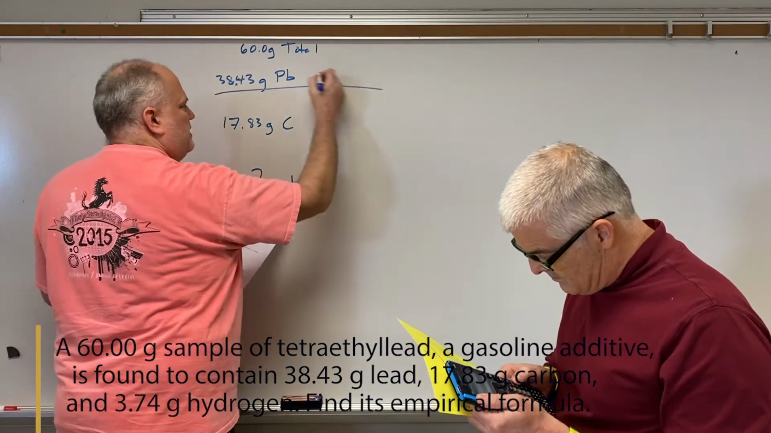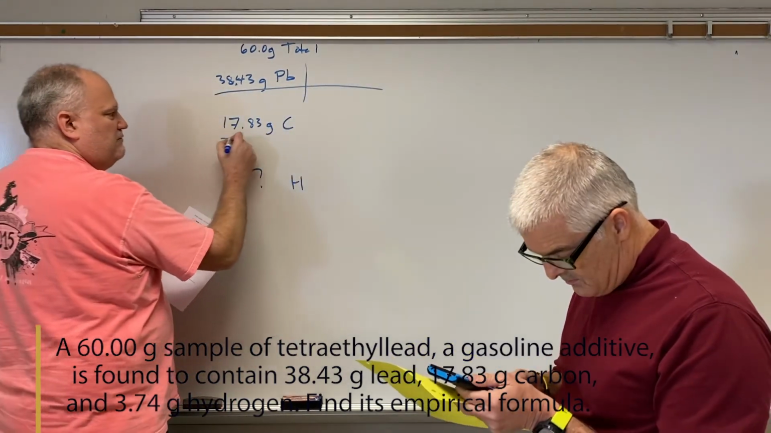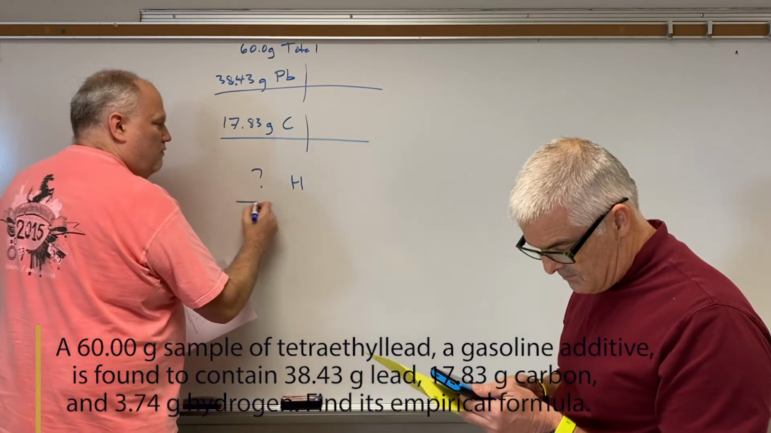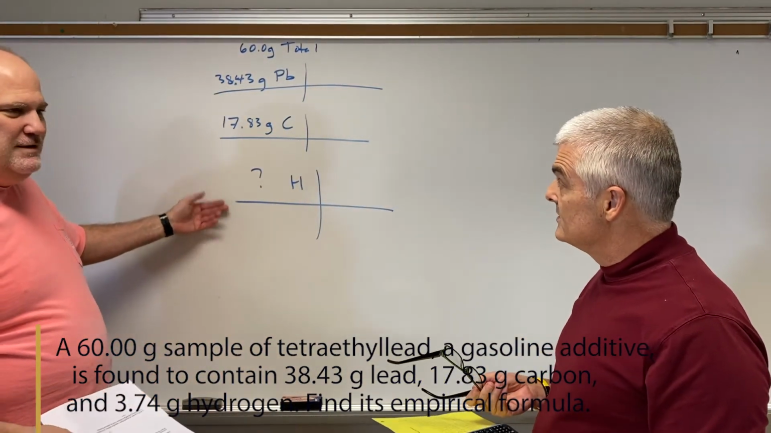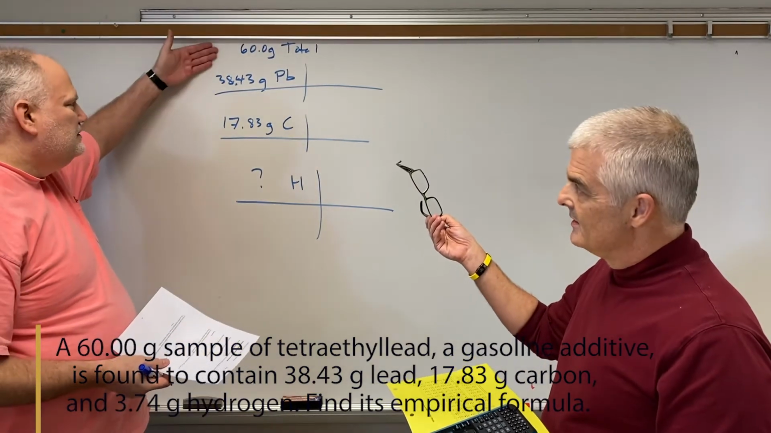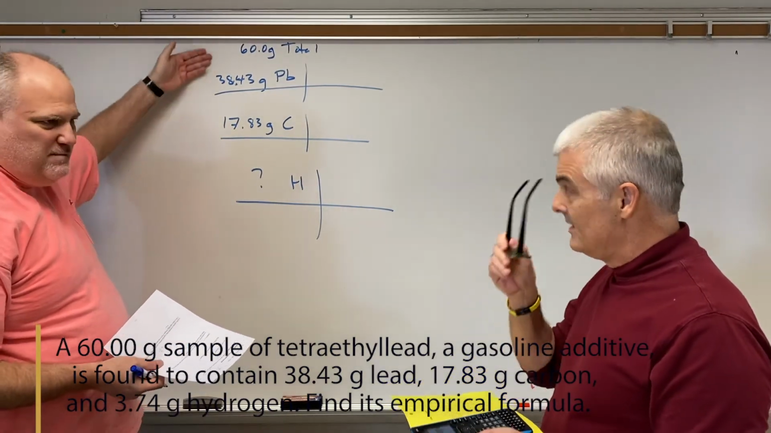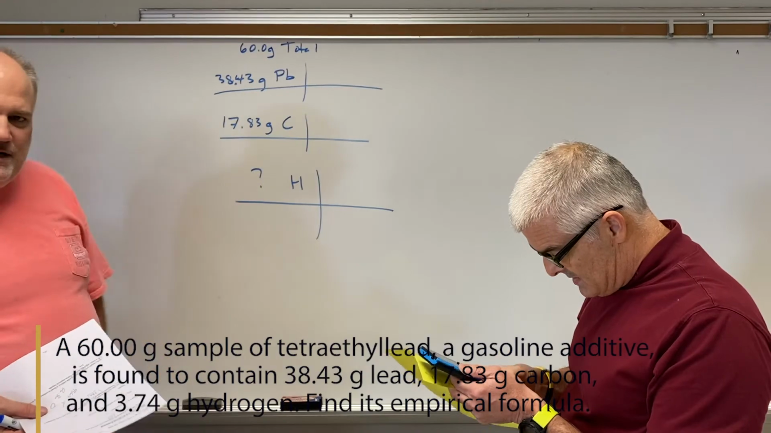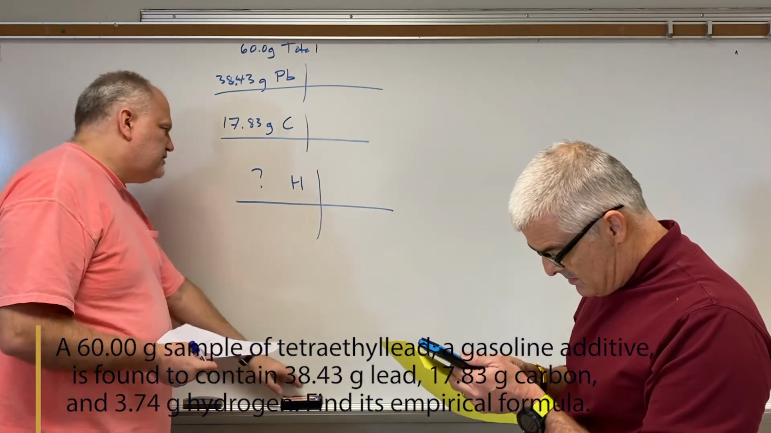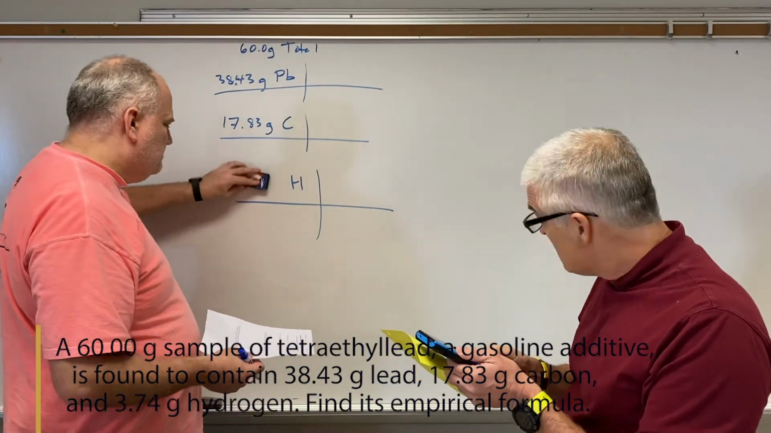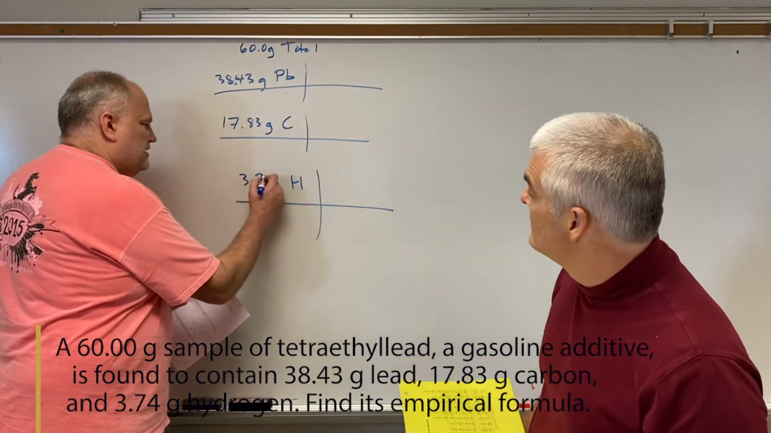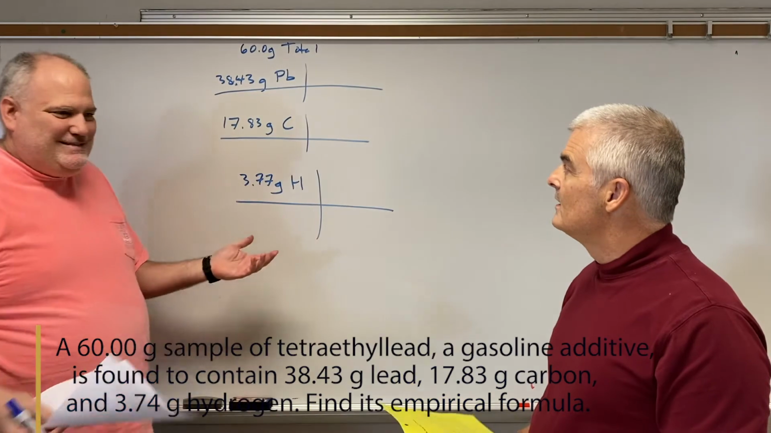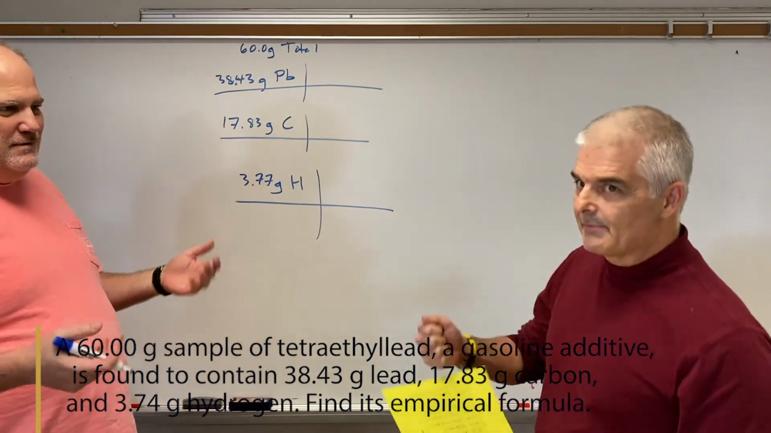So if you take a look at this right now, they give us the grams of PB, they gave us the grams of carbon, and they're like, no grams of hydrogen. So we have to figure out what that number is, but we know the total is 60. Can we just subtract these two from that 60? Yeah. Which he's going to do right now. And this question mark magically becomes 3.77 grams.